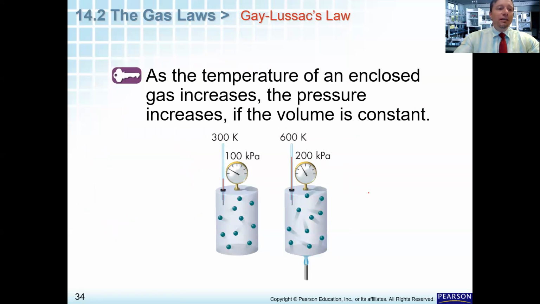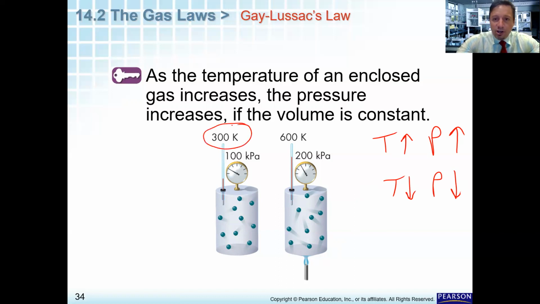So as we were talking, Gay-Lussac's law, as the temperature of an enclosed gas increases, the pressure increases. So as the temperature goes up, the pressure is going to go up. So as temperature falls, the pressure is going to fall as well. So here we have this gauge, and we see the temperature here is 300. We double the Kelvin temperature. What happens to the pressure? It doubles as well.